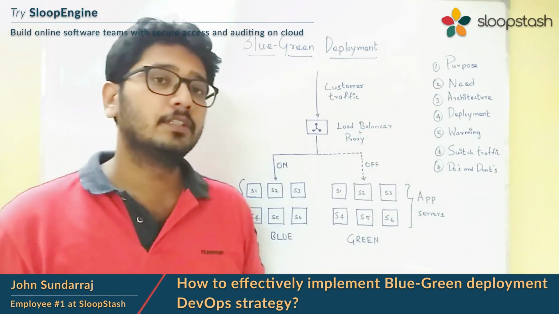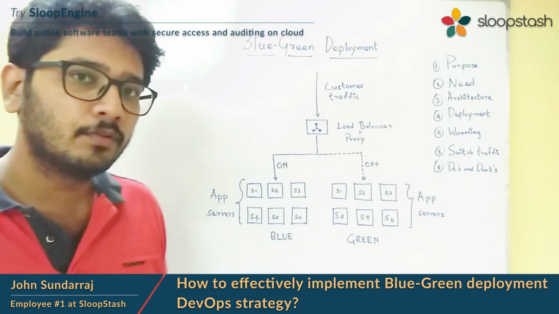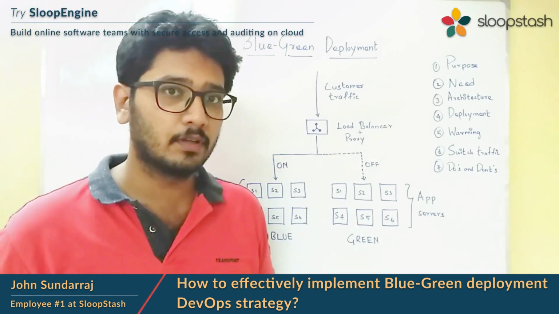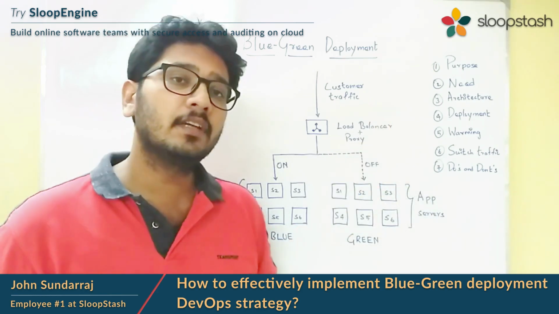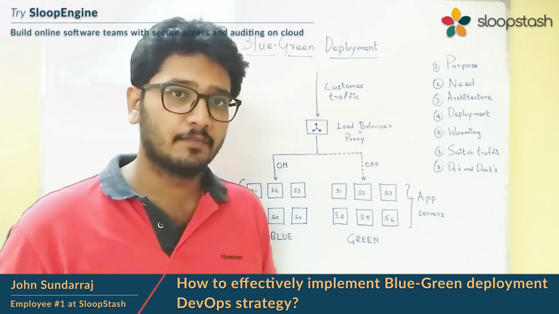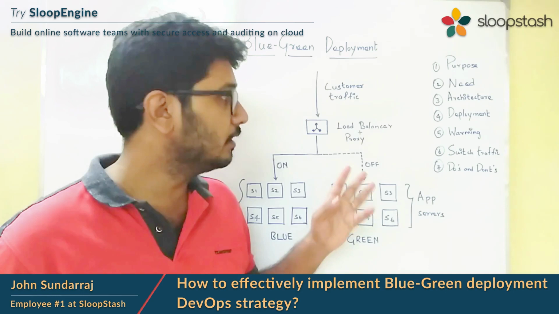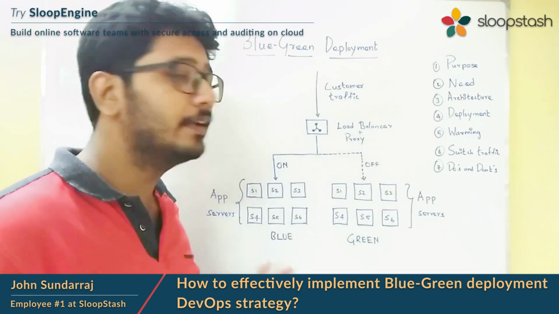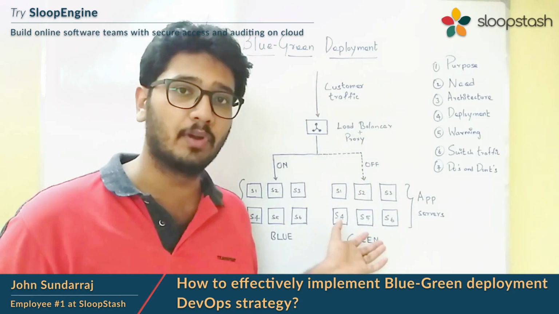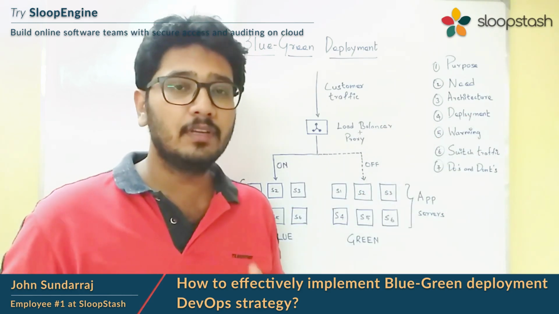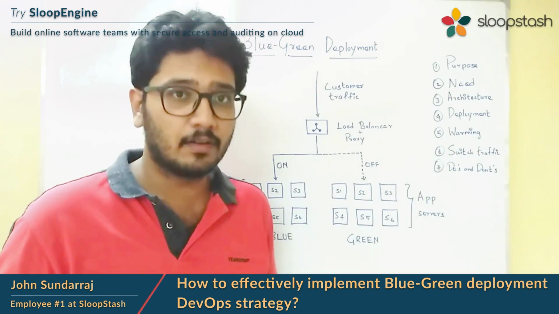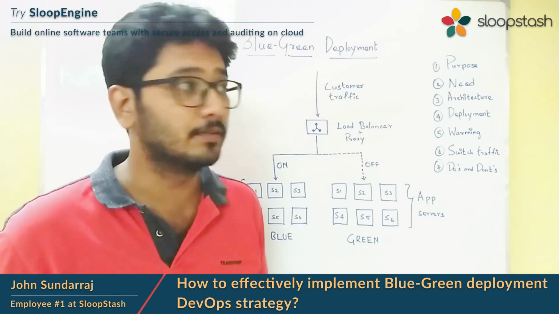So the first thing is the purpose. We need to know what is the exact purpose to implement blue-green deployment. And we will be discussing the exact need for blue-green deployment. And third, we will be discussing the architectural implementation of blue-green deployment. And fourth, we will be discussing how to effectively deploy or release our application source code onto the servers.